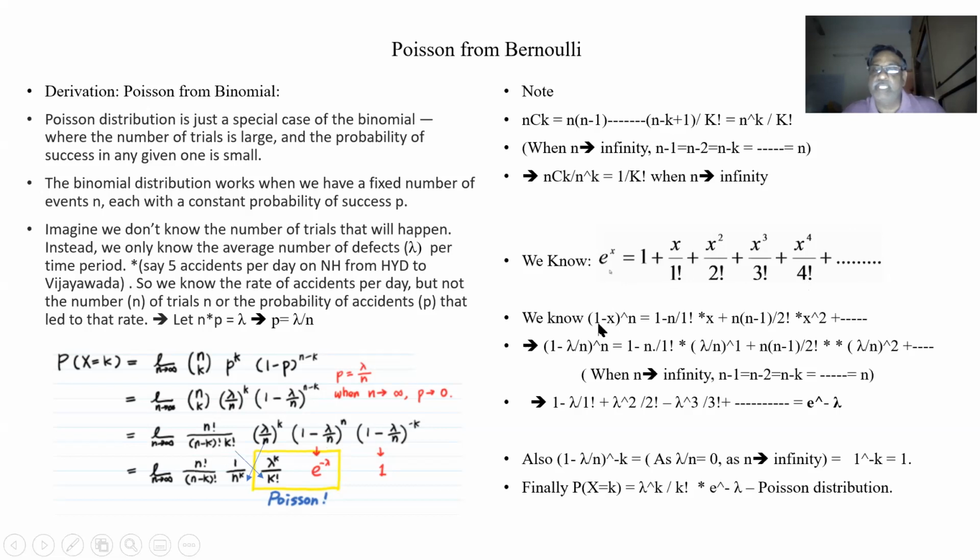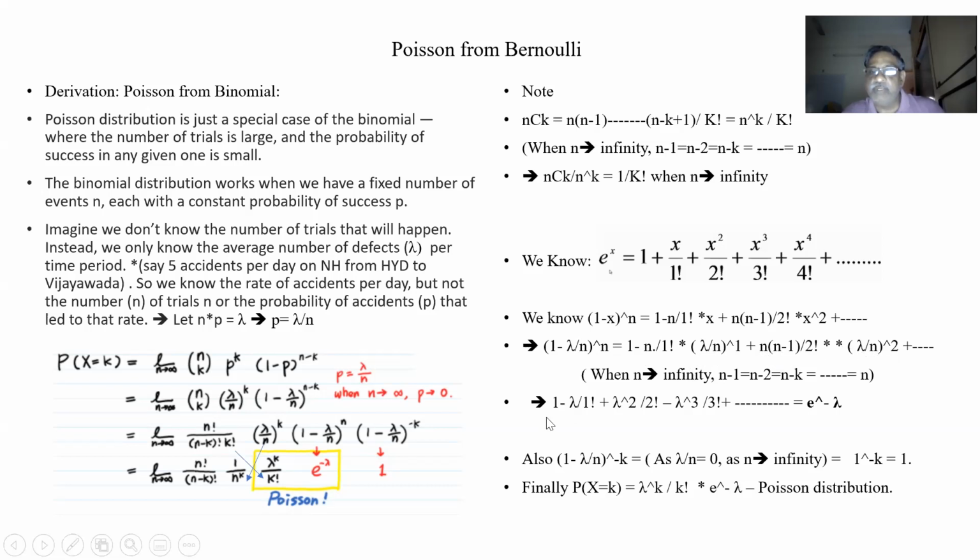So we know the expansion of (1 minus x) whole to the power of n: 1 minus n by 1 factorial into x plus n into (n minus 1) by 2 factorial into x square, like that. So in place of x, I am having lambda by n. So 1 minus n by 1 factorial into lambda by n, plus n into (n minus 1) by 2 factorial into (lambda by n) whole square, like that goes. If you see here, as n is infinity, n into (n minus 1) is n square. So n square getting cancelled. N getting cancelled, like that. All these powers of n getting cancelled. Only lambda will be available here.